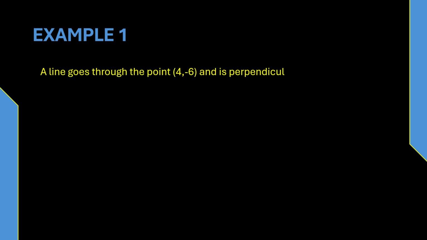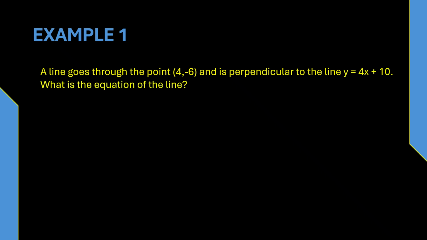Before we finish up this quick crash course on straight lines, let's go through an example. A line goes through the point (4, -6) and is perpendicular to the line y equals 4x plus 10. We're asked to find the equation of the line.